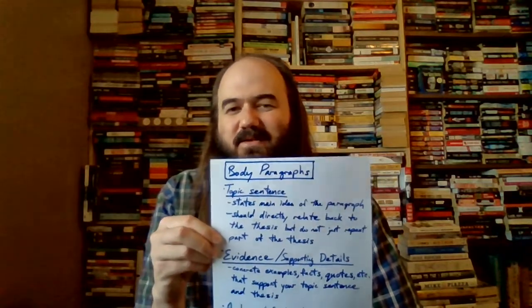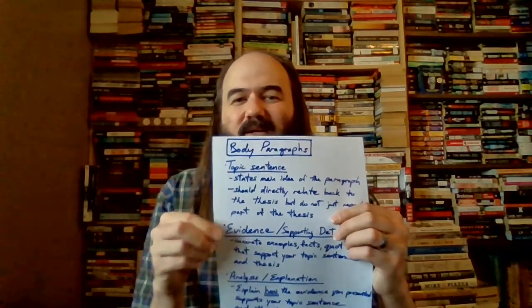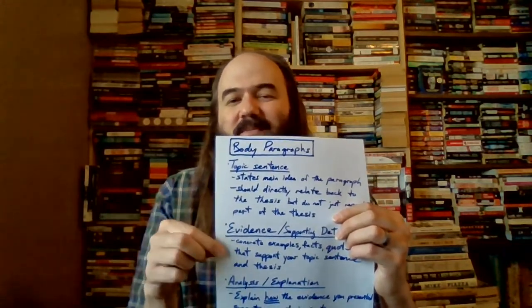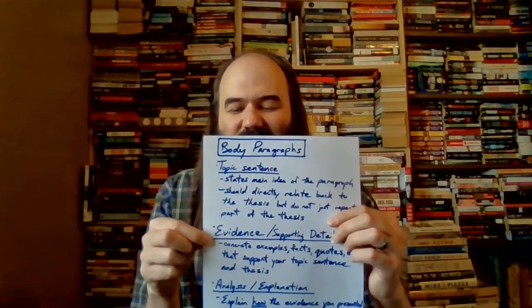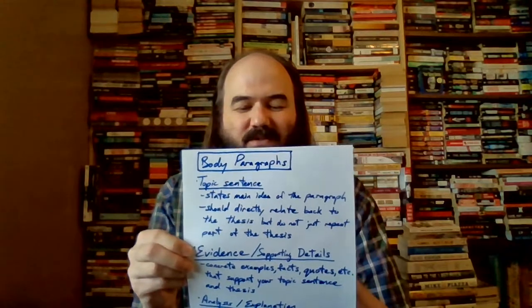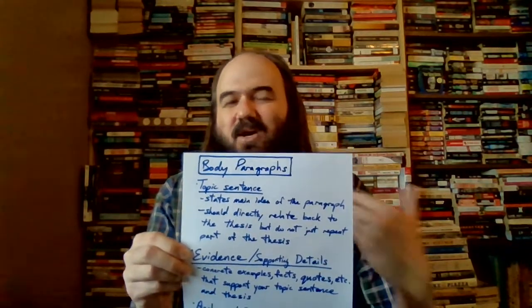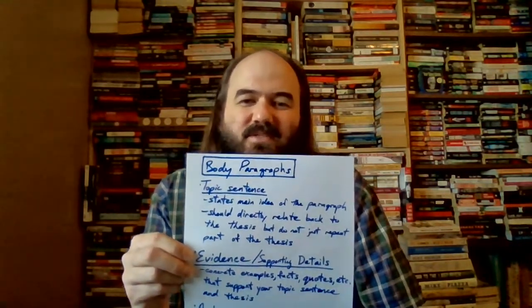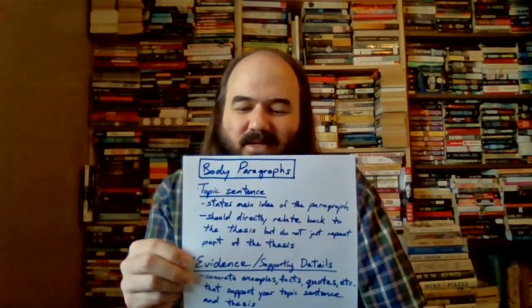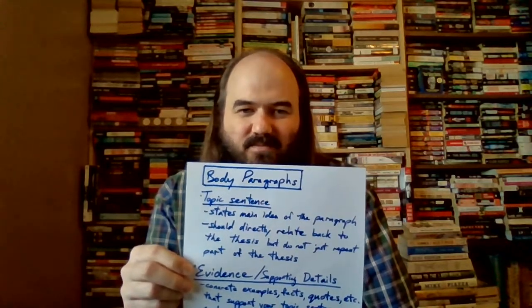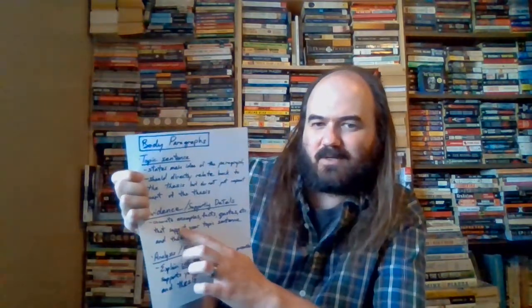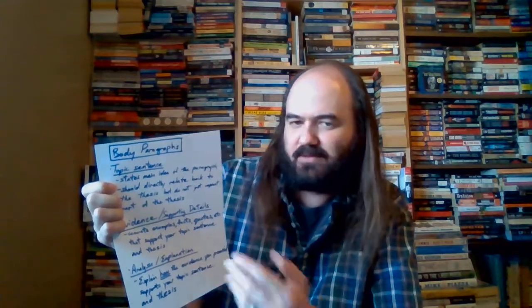And then the other sentences in your body paragraph, almost all of them, are going to be either evidence or analysis. Evidence can also be referred to as supporting details, or sometimes concrete details is another term that I've heard and used. And this is just going to be stuff that supports the claim in your thesis. So this could be, for example, concrete examples, facts, quotes from a book that you're using, etc.